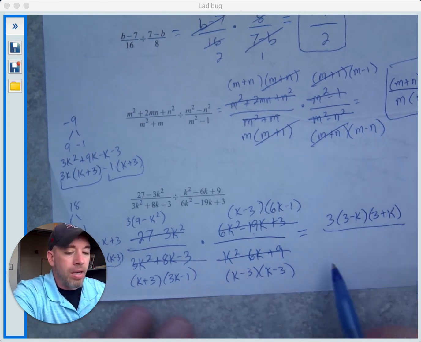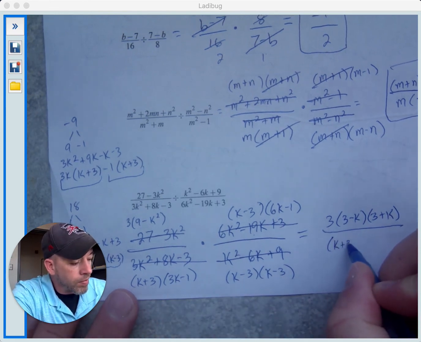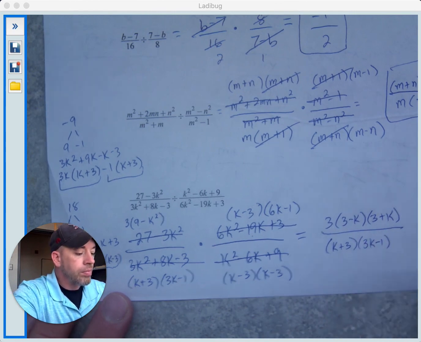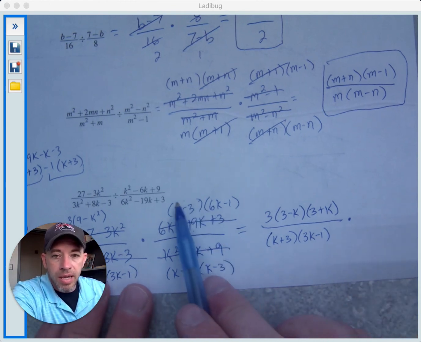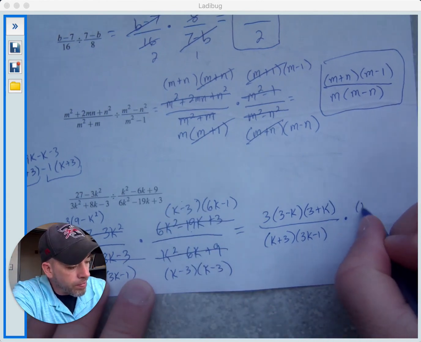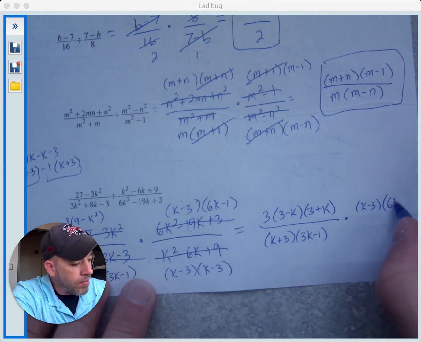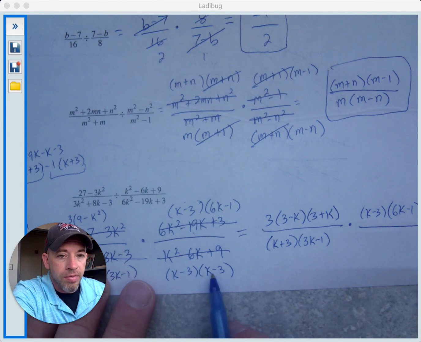All right, on the bottom here we have k plus 3 and 3k minus 1. We're multiplying by, let's see, k minus 3 times 6k minus 1 and k minus 3 times k minus 3.